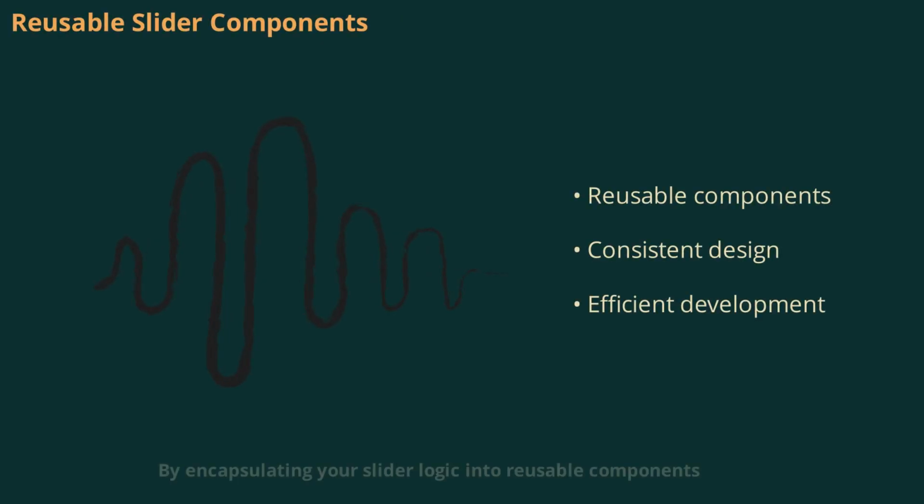By encapsulating your slider logic into reusable components, you make it easy to add custom sliders throughout your app. The LineSlider composable is a great example, allowing you to pass in parameters for value, steps, range, and display. This modular approach saves time and ensures consistency, especially in larger projects.